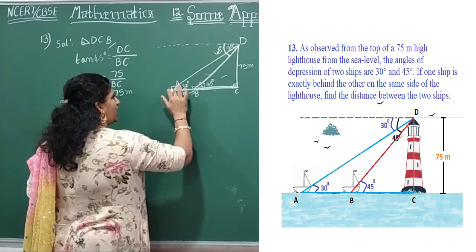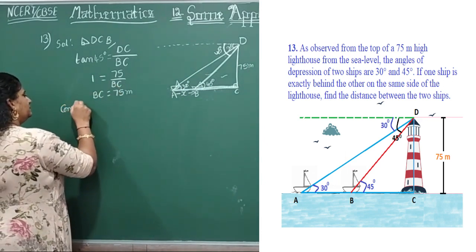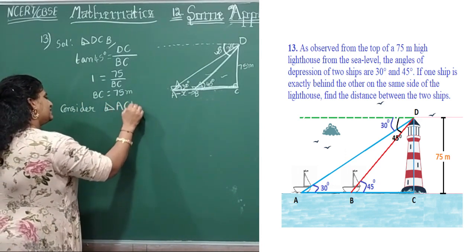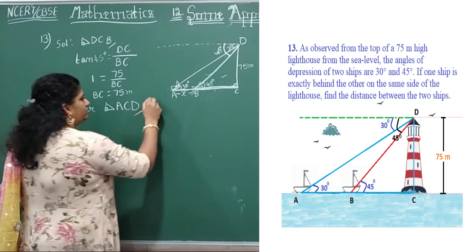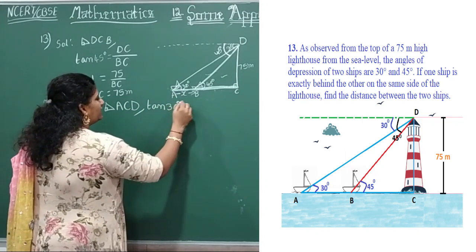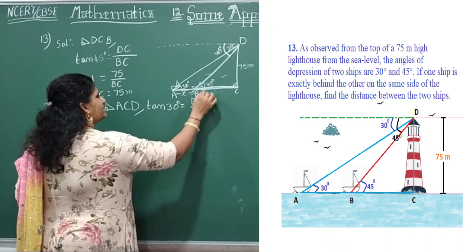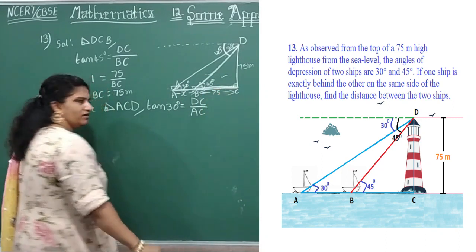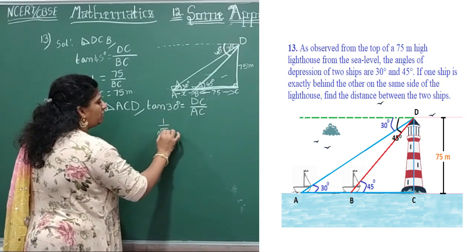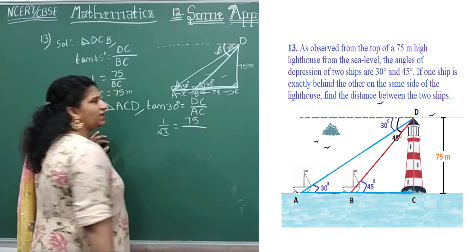Now coming to the big right angle triangle. Try to observe, children. ACD. Consider right angled triangle ACD. Okay. Which angle, children, here? Tan 30 degrees. What is tan 30? Tan 30 is equal to opposite DC by AC. Now I'll write this one also, 75 here. Okay. Now what is tan 30 here, children? It will be 1 by root 3. DC value is 75. Then what about AC?